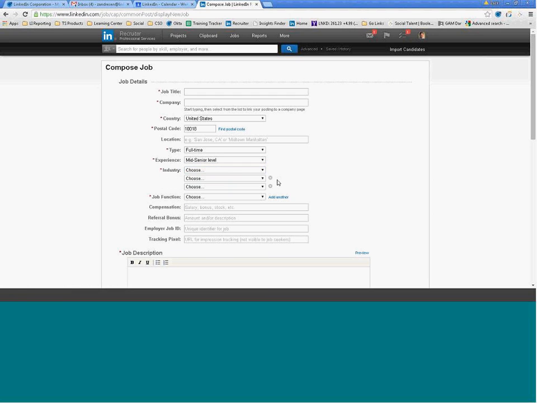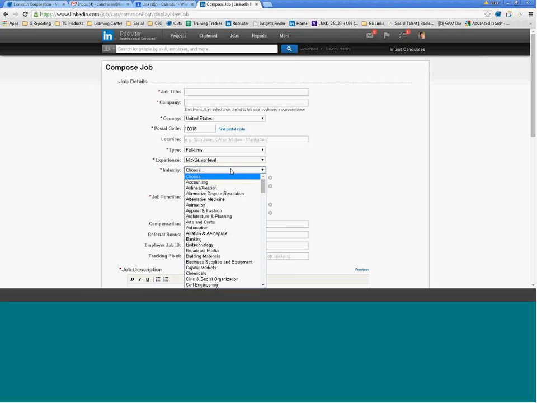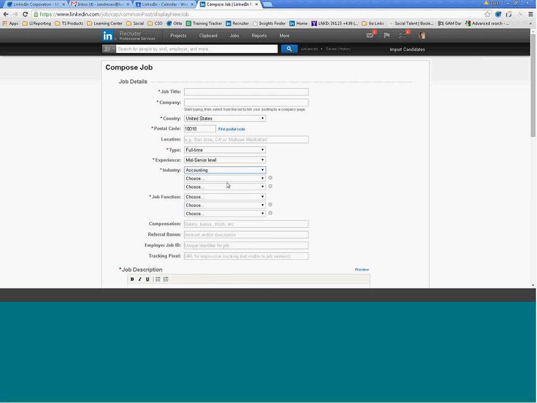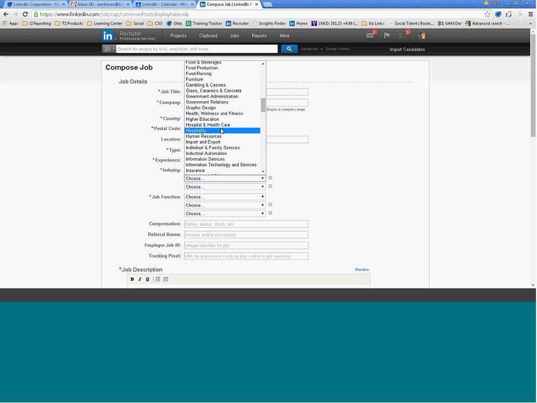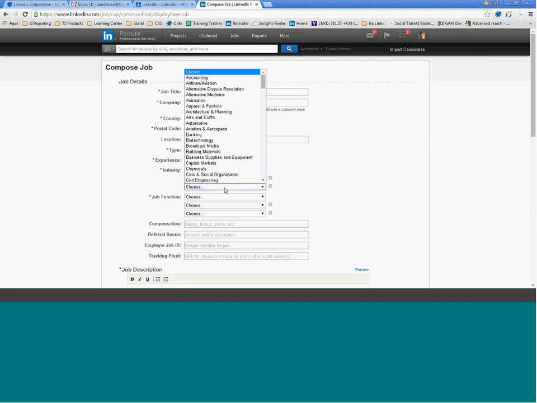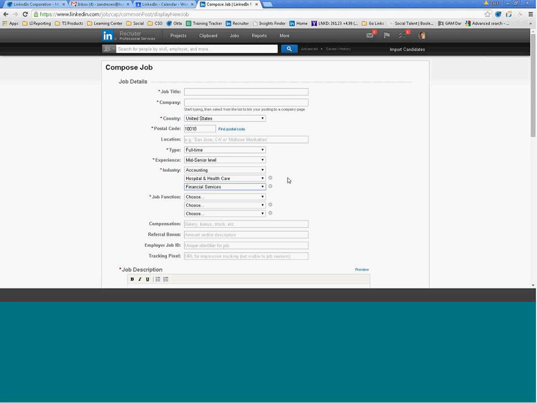Notice again, I can click this out of there, and I can choose up to 3 industries and up to 3 job functions. So an example I gave you earlier: if I'm recruiting for an accountant for a healthcare organization, I choose accounting, and I choose finance services. So conceptually, about the role and about the different industries that my ideal candidate would have selected when they created their profile.